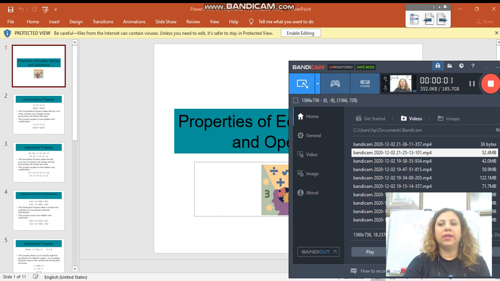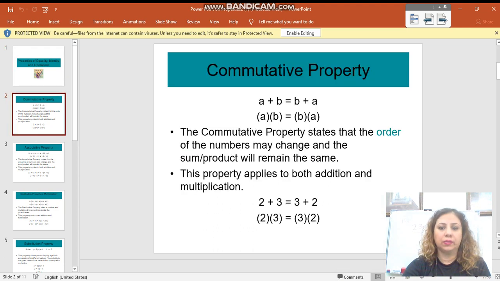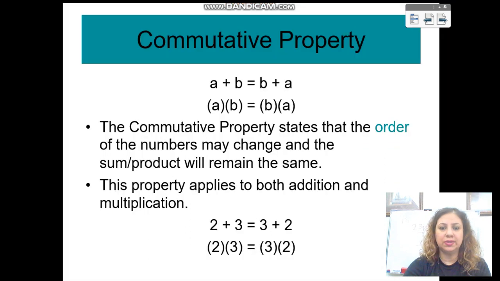Hello everyone, today we will learn about properties of equality and operations. This is the commutative property. You have heard about this before. It's whenever you order, the order of the numbers may change and the sum or product will remain the same. A plus B is equal to B plus A. A times B is equal to B times A. This property applies to both addition and multiplication.